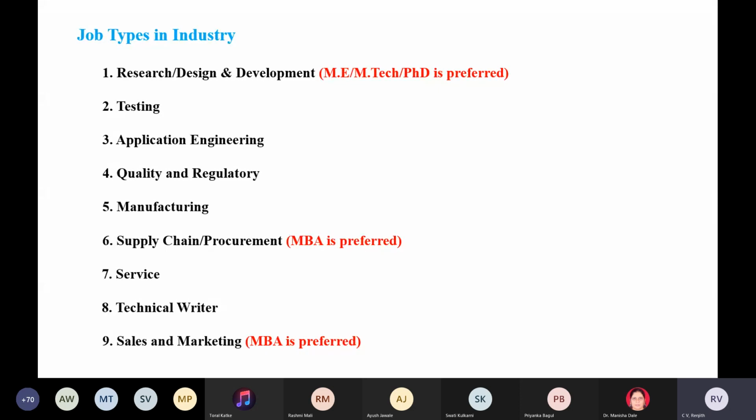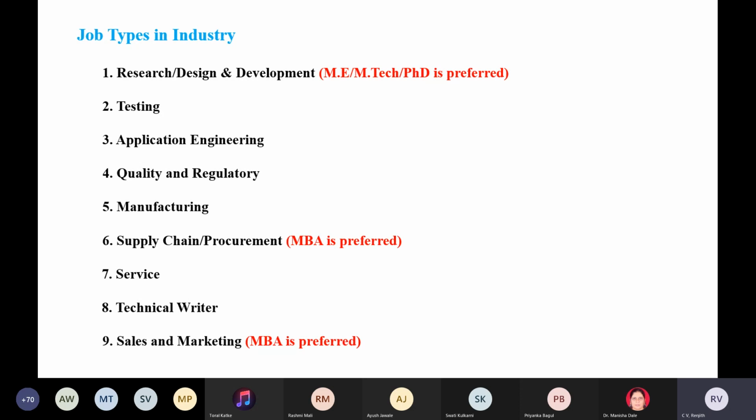And then you have a service engineer. Their job is to service the product. They will also work with R&D engineers, finding out the root cause, etc. Then you have technical writers. They are responsible for preparing the data sheet or user manual of the product. They are also electronics engineers with good writing skills.